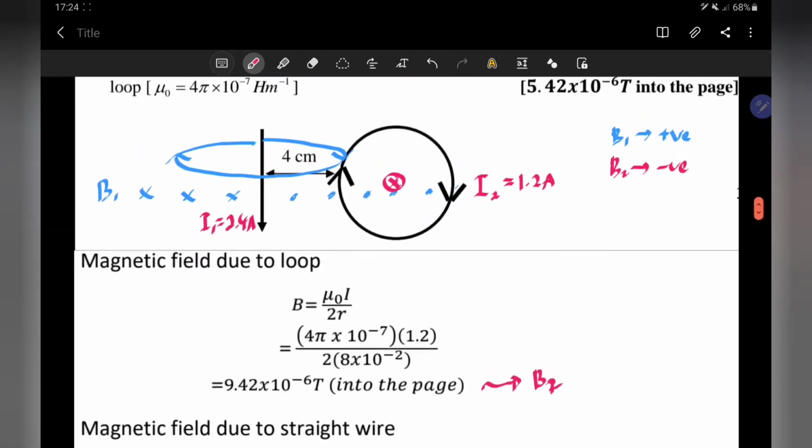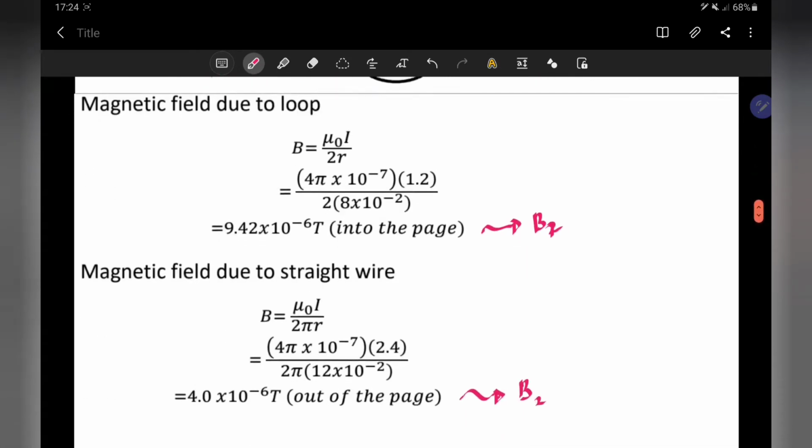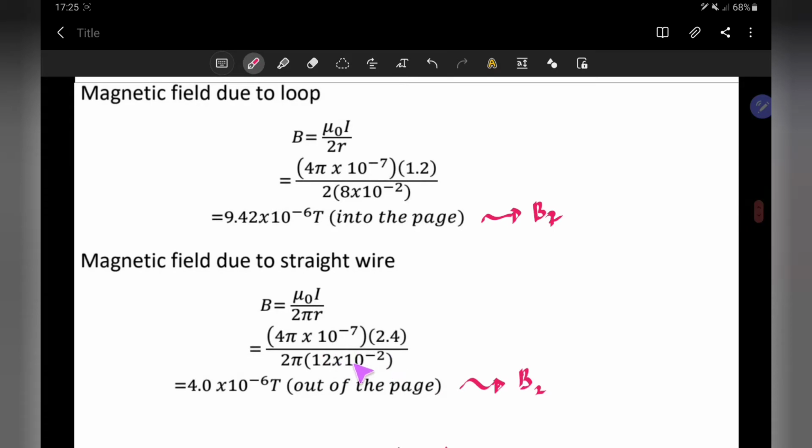What is R? Before that, for the coil, R equals the radius of the circle given, which is 8 centimeters, so 8 times 10 to the power negative 2 meters. But now the separation between the center and this conductor is 8 plus 4, giving you 12. The total distance here is 12 centimeters, equal to 12 times 10 to the power negative 2 meters. So substitute mu naught, which is a constant, the current carried by the straight conductor, and the separation, then you will get the answer, where the direction is out of the page. That one is B1, and this is B2.